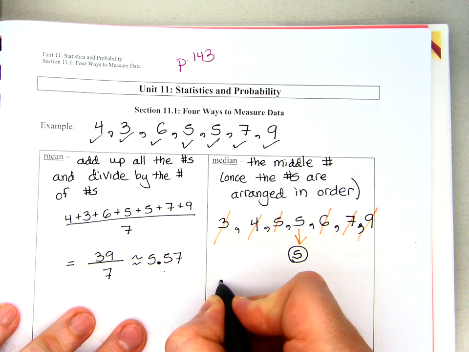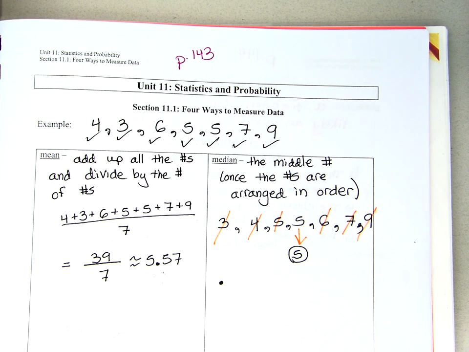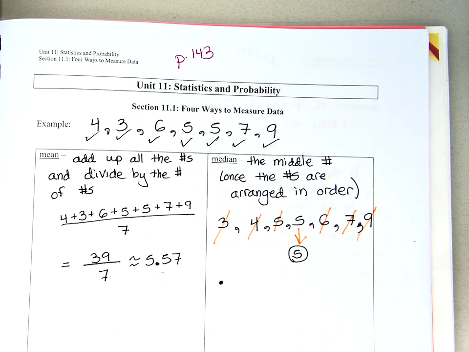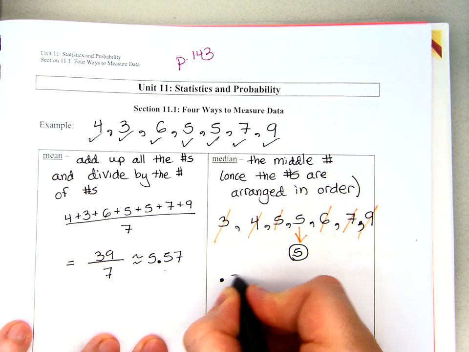Now, there could be a problem. Anyone have an idea what might be a little bit of a problem if I try to find the middle number? Anyone? Maybe one of you said something about, well, there could be 2 numbers left in the middle. If there are 2 middle numbers, we need to then find their mean, their average.